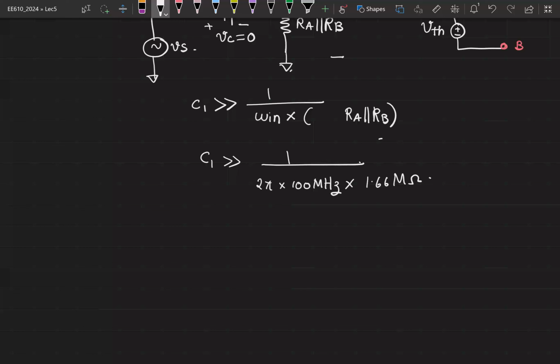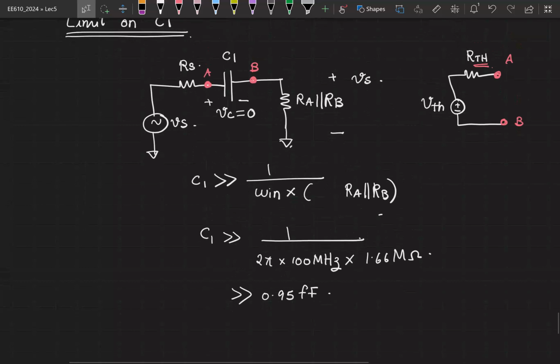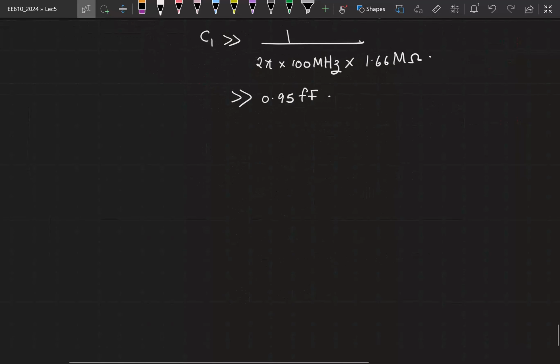Roughly 1 femto. Okay? So this is around 0.95 femtofarads, and you make sure that your C1 is much greater than 1 femtofarad. Any questions here? Okay. So now we do the limits for C2.